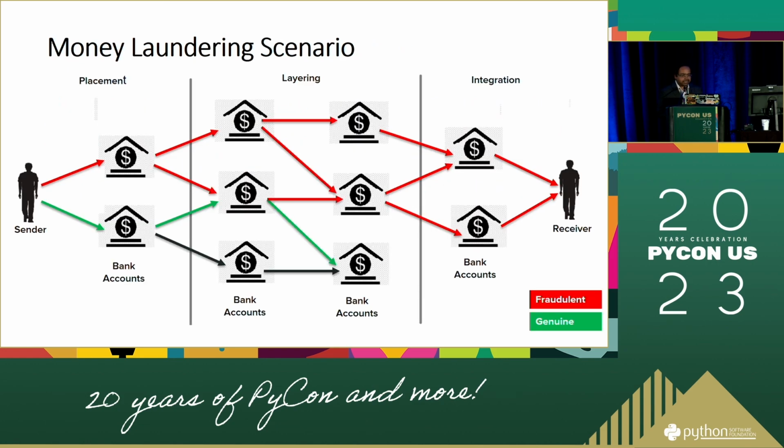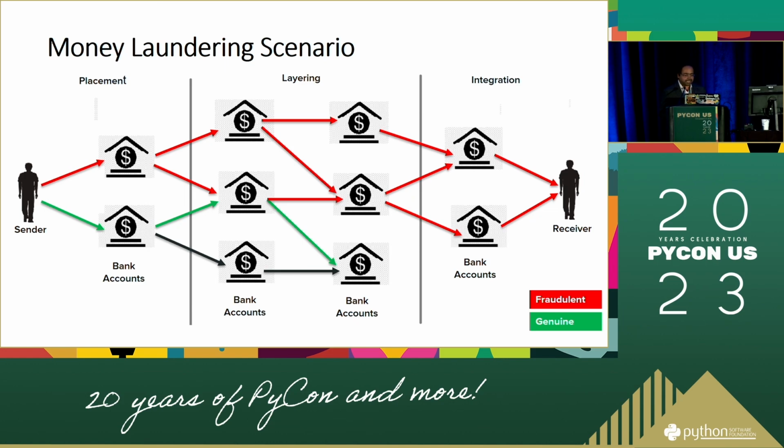Basically, how the money laundering scenario works is mentioned in this diagram. There is a sender and there is a receiver. The entire process is divided into three layers. The first one is placement, the second one is layering, and the third one is integration.